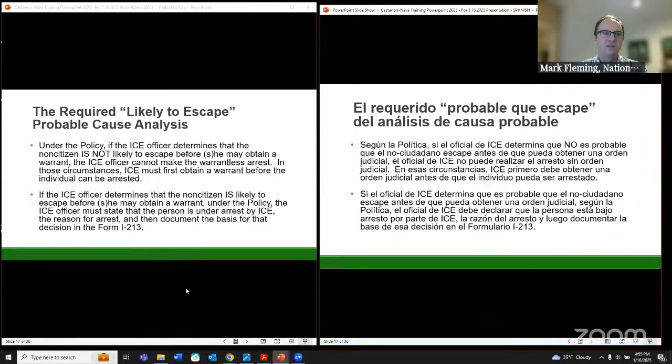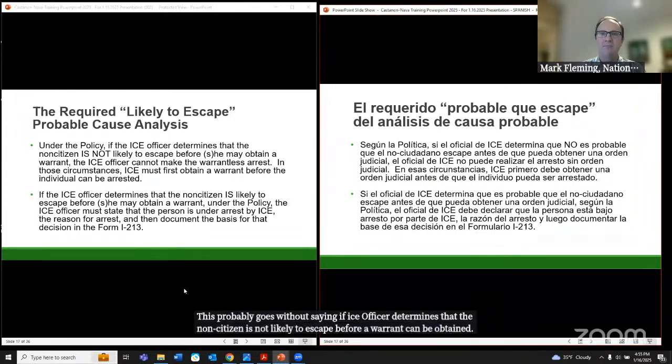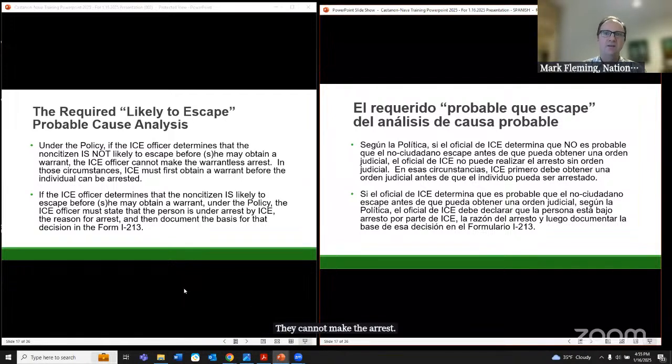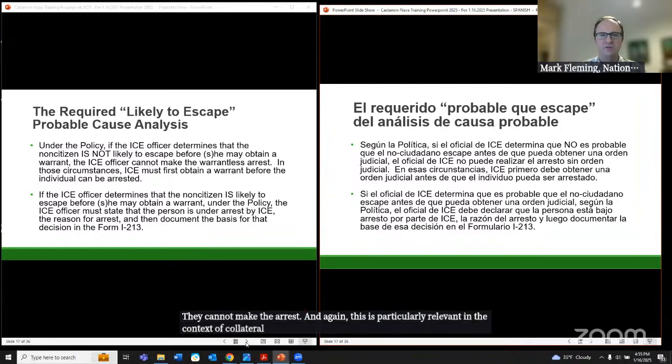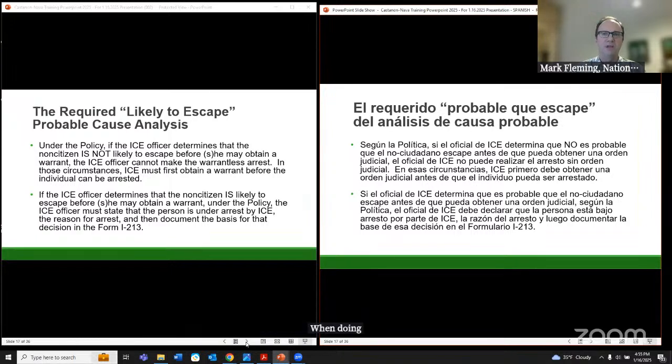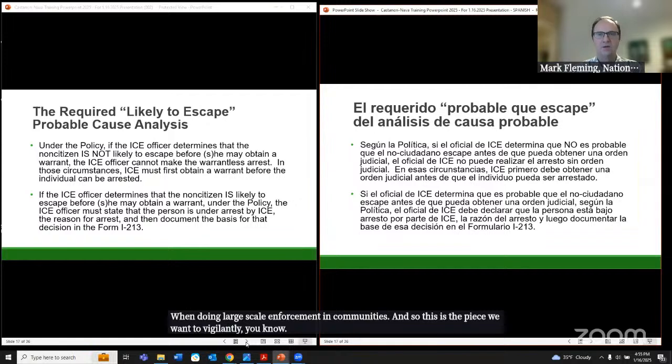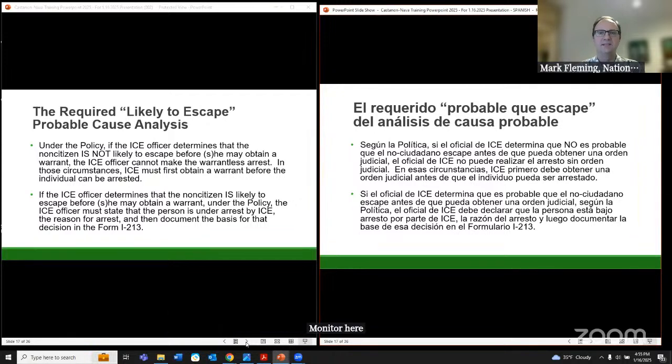This probably goes without saying. If an ICE officer determines that the non-citizen is not likely to escape before a warrant can be obtained, they cannot make the arrest. And again, this is particularly relevant in the context of collateral arrests, unknown individuals that are randomly encountered by ICE when doing large-scale enforcement in communities. And so this is the piece we want to vigilantly monitor here, but also seek enforcement and protections through the settlement.